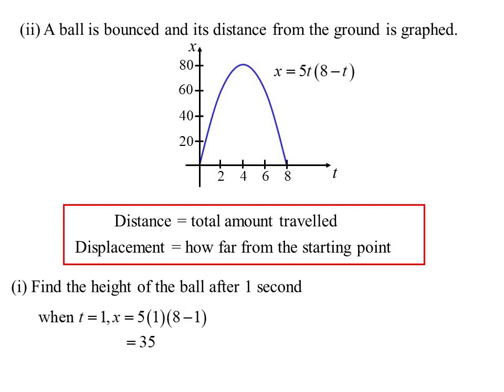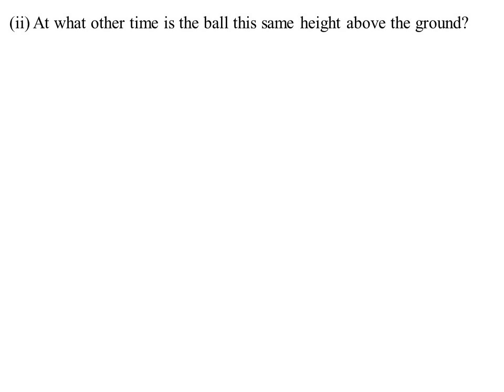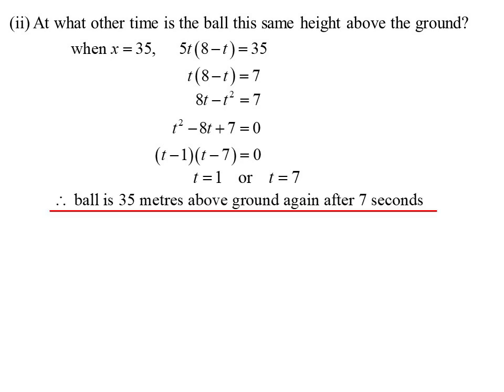Well, I can substitute it into my formula I've got now. So when t equals 1, x is 35. Yeah, I could read it off the graph as well if I had an accurate graph. At what other time is the ball the same height above the ground? So when else is it 35? We would go and solve the, well, it turns out to be a quadratic equation. And we get 2 answers, t equals 1 or t equals 7. Well, we already knew t equals 1. So the other time must have been t equals 7.